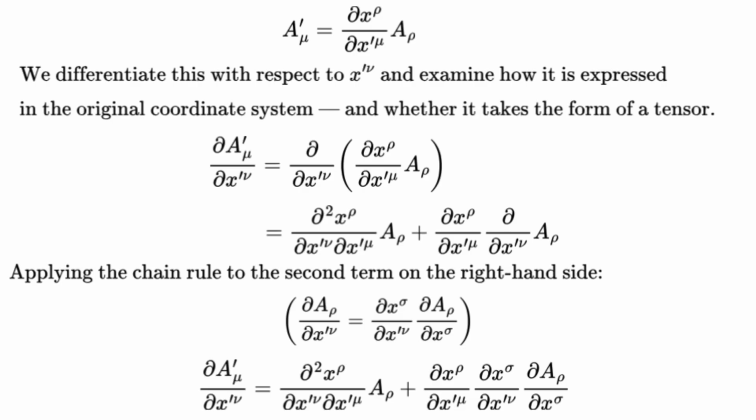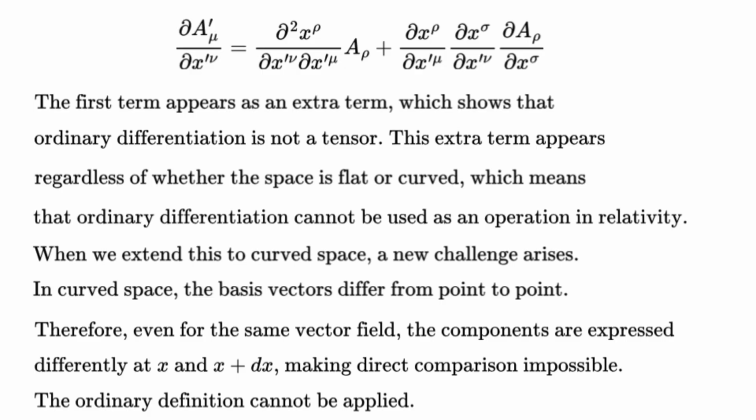Applying the chain rule to the second term on the right-hand side. The first term appears as an extra term, which shows that ordinary differentiation is not a tensor. This extra term appears regardless of whether the space is flat or curved, which means that ordinary differentiation cannot be used as an operation in relativity.